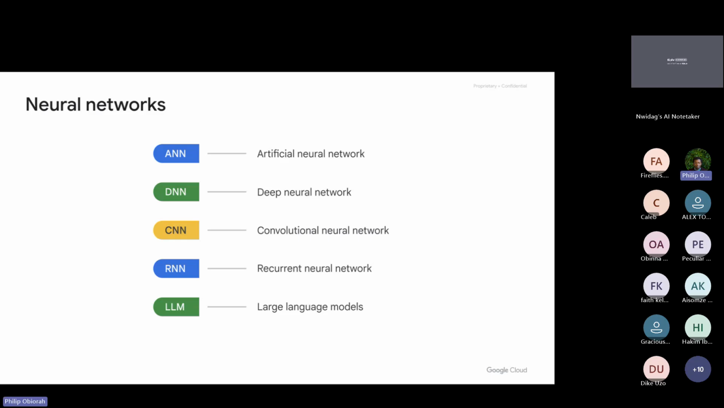Which one are you familiar with? Which one have you come across? I know there are some that are very popular right now that some of us don't even know are under neural networks. LLM. Everybody's very familiar with LLM, large language models. If anyone can explain, please go ahead and explain. Let us learn from you.